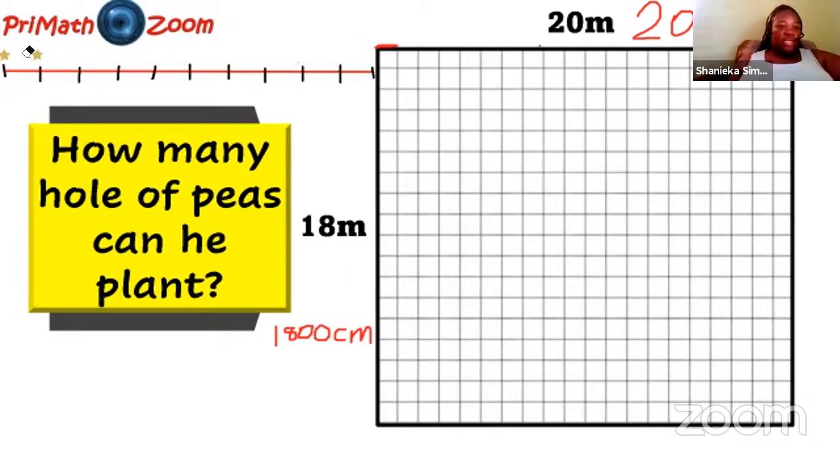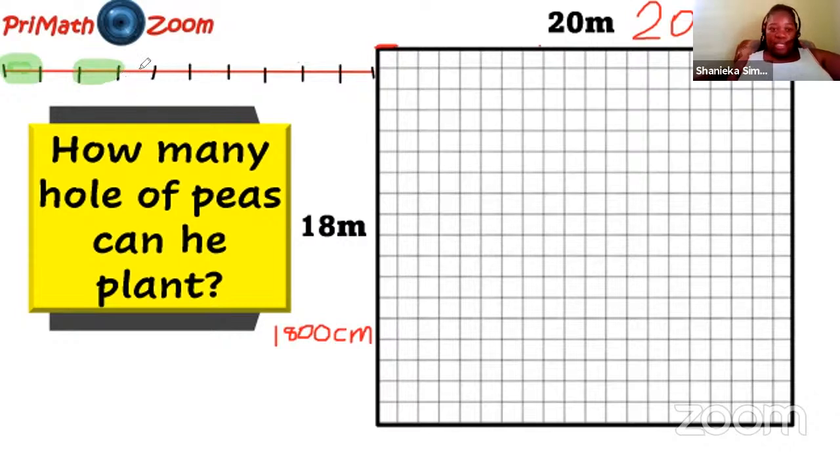I'm not seeing the expected answer yet in the chat. So let me use this. All right, so right here is one part for peas, and that is actually one hole of peas. So remember that we're going to put them 10 centimeters apart. So we're not going to plant any peas here, but we're going to plant peas here.